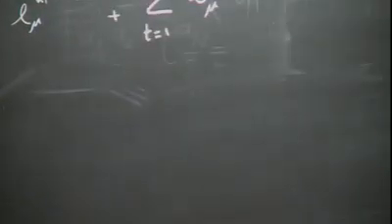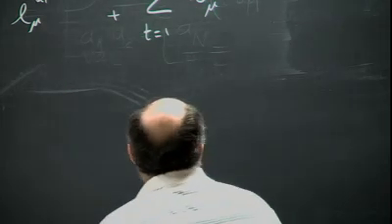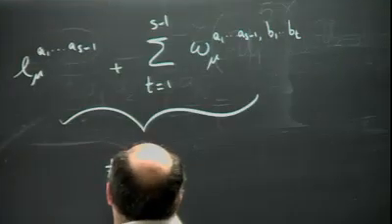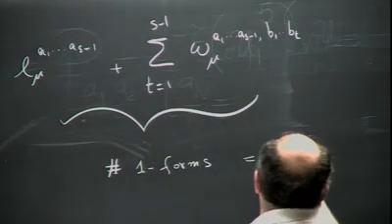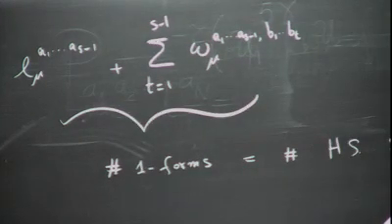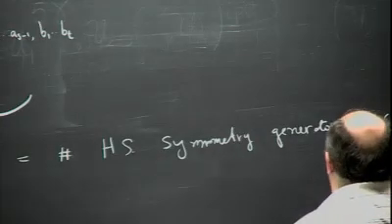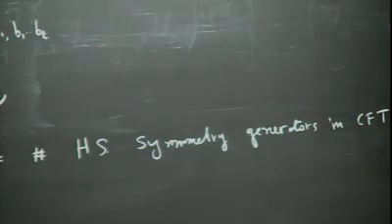Again, this takes some time. We can discuss it later if you want to know more. But let me just claim it here. The total number of one-forms is the same as the total number of higher spin symmetry generators in CFT. So these are all the symmetries that you can construct out of the higher spin current.